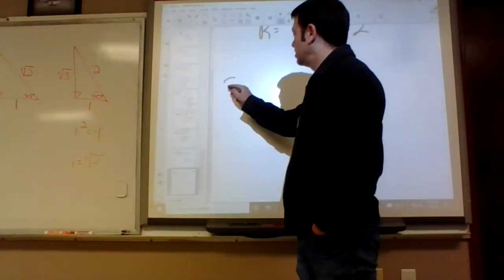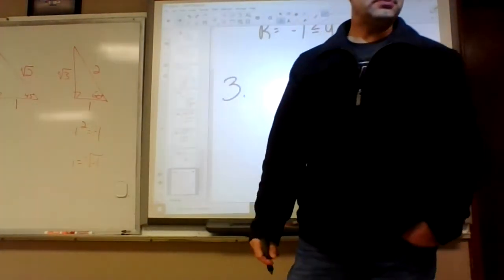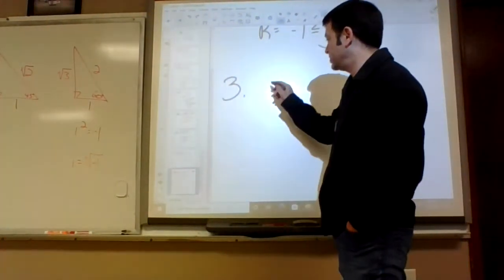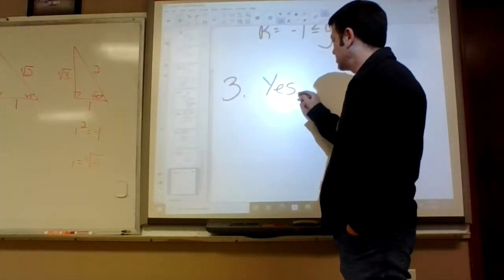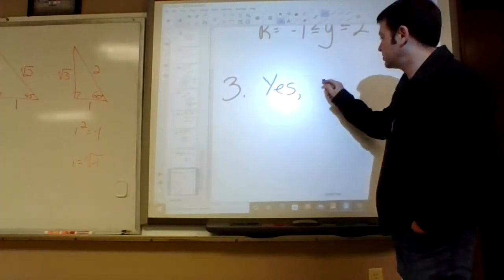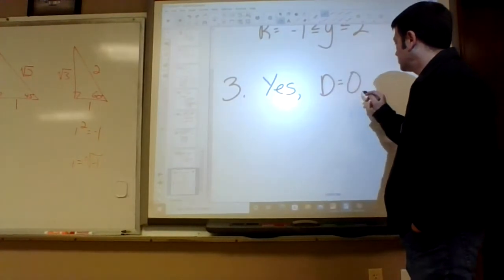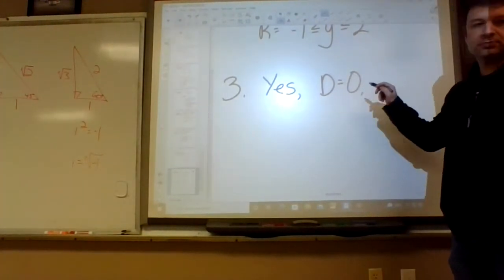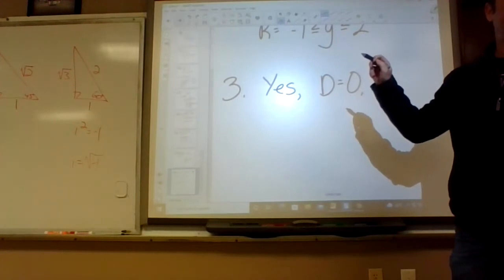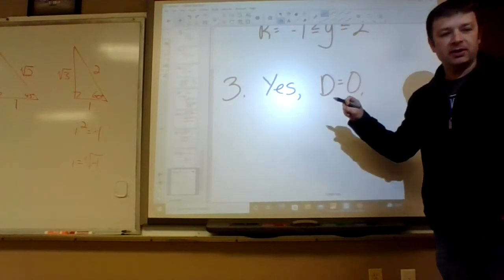Number 3. It passes the vertical line test, so it is a yes. And what is the domain? The x values go from 0 to 6.